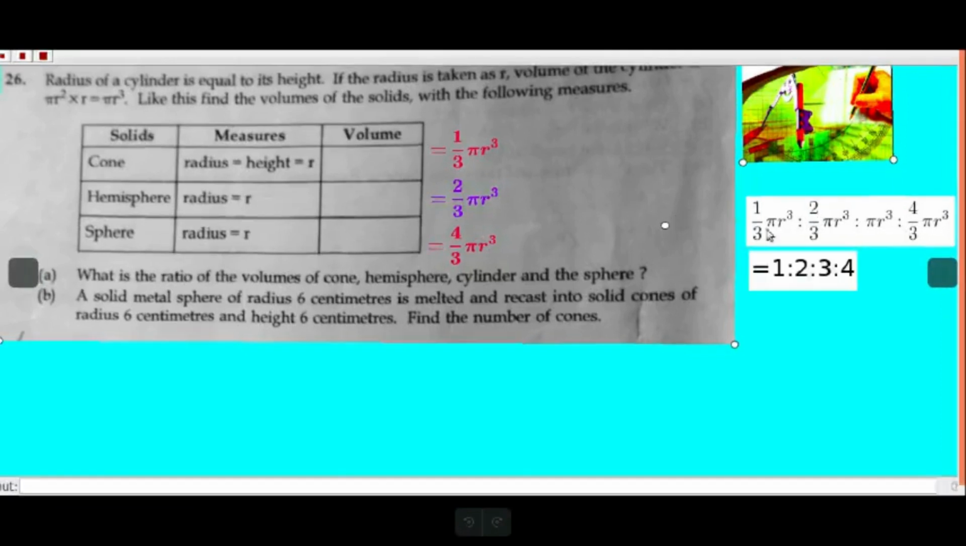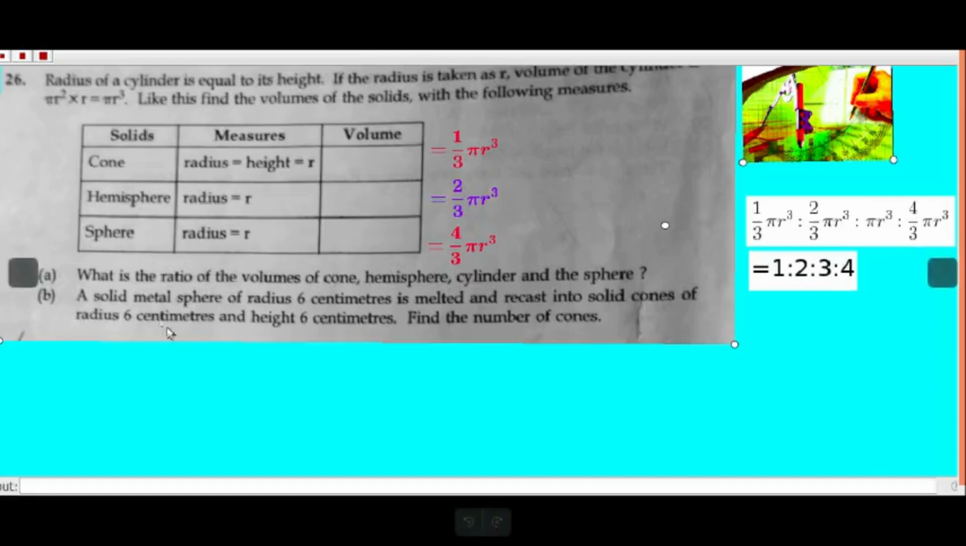3. Then we obtain 3 into pi is cancelled, r cube is also cancelled. Then 3 into 1 by 3, that is 1. 3 into 2 by 3, that is 2. 3 into 1, 3. 3 into 4 by 3, 4. So the ratio is equal to 1 is to 2 is to 3 is to 4.